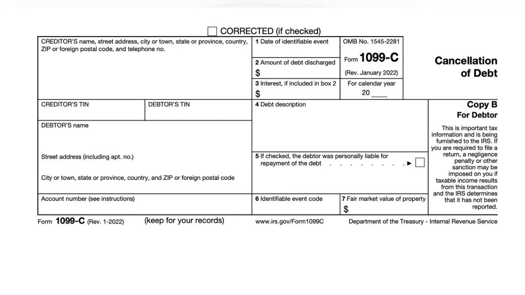And on the right side, there's a checkbox that indicates if the debtor was personally responsible for paying the debt. This is very important as well because it affects how the cancellation is treated. And under that, you'll find the identifiable event code. This tells the reason why the debt was canceled, like a settlement or expiration. And lastly, there's a box for the fair market value of property if any property was involved in the cancellation.